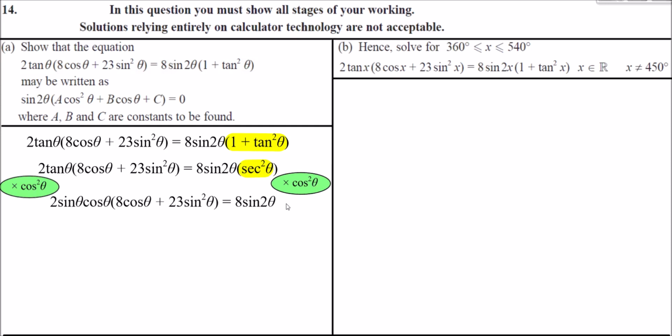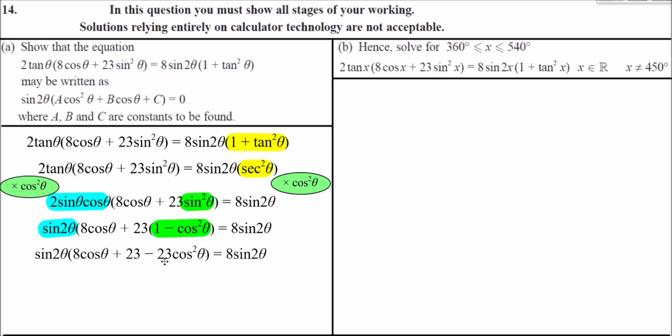So now we can think about changing some other things as well. So 2 sine theta cos theta, that needs to stand out to you. That's using the double angle formula. This can be replaced with sine 2 theta, because sine 2 theta is 2 sine theta cos theta, and in the same way, sine squared can be replaced with terms of cos squared. I can replace this in terms of 1 minus cos squared, and replace this with sine 2 theta. That gives the next line. I can then expand out if I want to. So, if I expand out the 23 times 1 minus cos squared, I get this in the inner brackets.